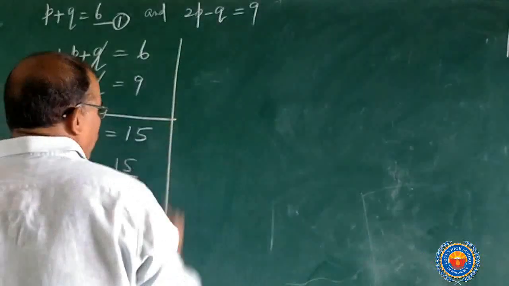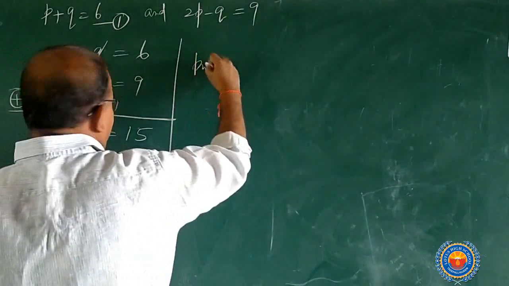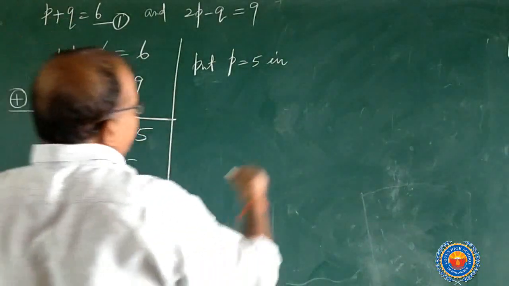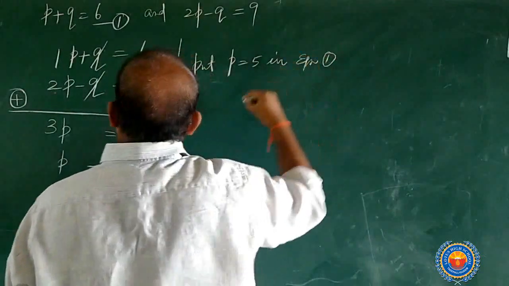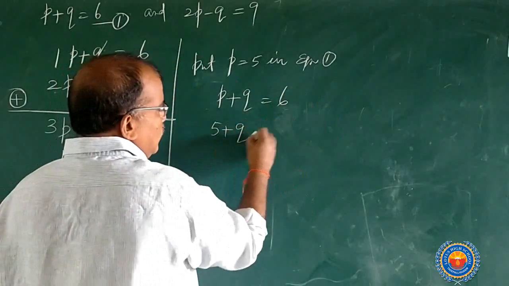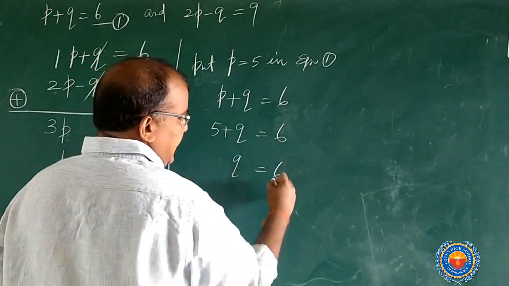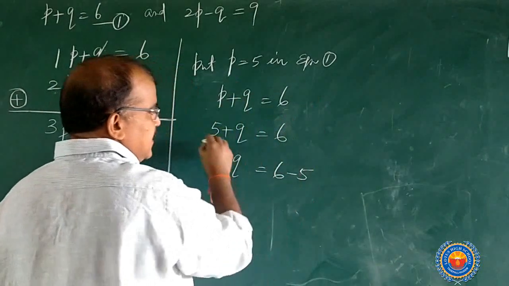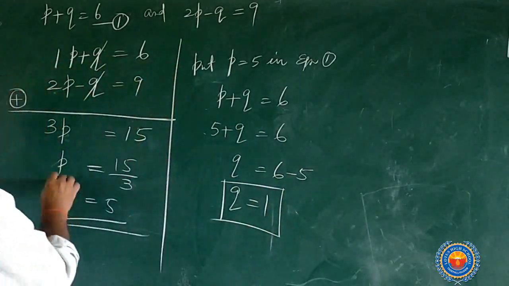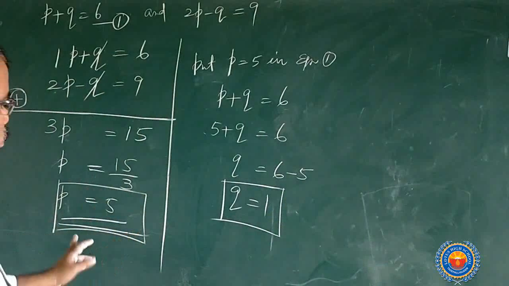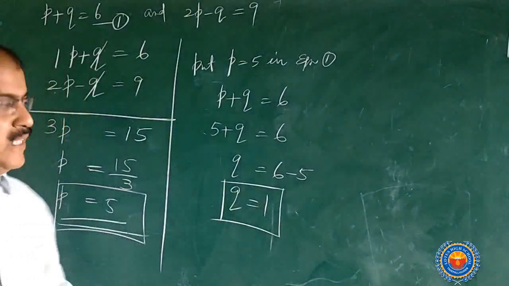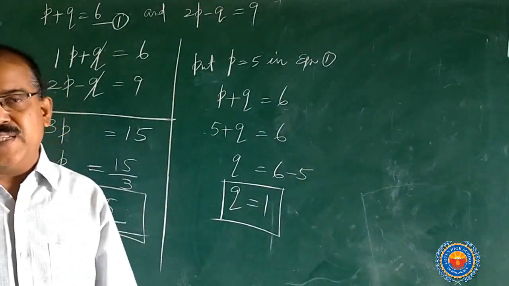Now q value. How to get q value? Put p is equal to 5 in equation 1 or 2. Anything no problem, in equation 1, p plus q is equal to 6. 5 plus q is equal to 6. Q is equal to 6 minus 5. 5 will be transposed to minus 5. That's why q is equal to 1. P is equal to 5. Q is equal to 1. This is the value. This is the answer for this particular question.